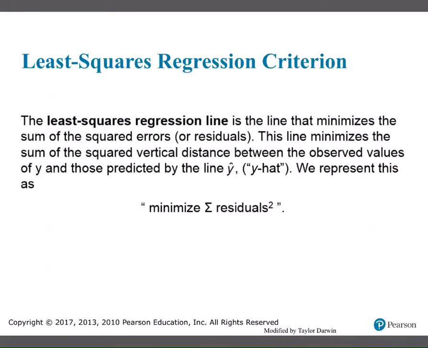So the least squares regression is the line that minimizes the sum of the squared errors or residuals. And that line minimizes the sum of the squared vertical distance between the observed values and the predicted values, kind of what I was just telling you about. And that is called y hat. And it looks like minimize the sum of residuals squared, or the squared residuals.